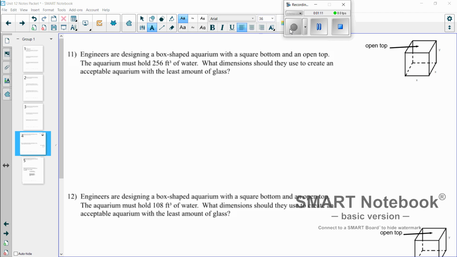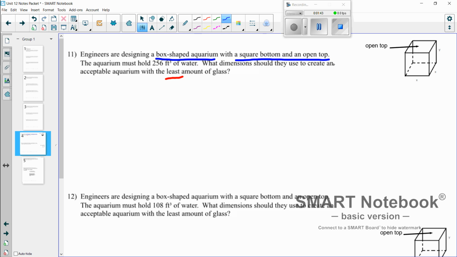Engineers are designing a box-shaped aquarium with a square bottom and an open top. The aquarium must hold 256 cubic feet of water. What dimensions should they use to create an acceptable aquarium with the least amount of glass? First off, say it's asking for the least here, right? Least amount, meaning a minimum, a minima, however you want to say it. And then it's also talking about this box-shaped aquarium with a square bottom and an open top.